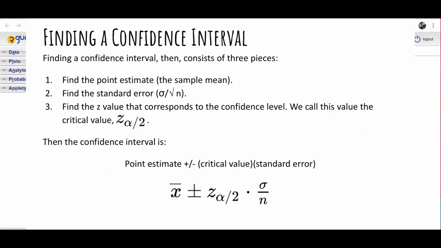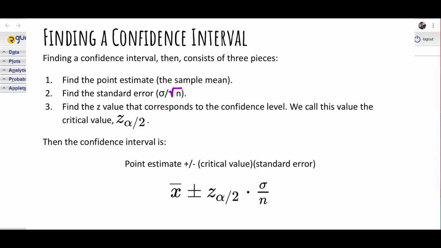All right. You're going to start off with your point estimate. In this case, it's the sample mean. And then you're going to calculate, again, the standard error. So the standard error is the standard deviation divided by the square root of n, because the standard error is our standard deviation of the sample means, right? And this is something that we've done, but you've not seen this notation before. We're going to find the z value that corresponds to the confidence level.